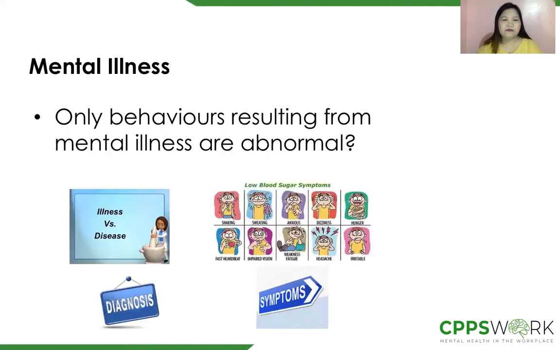Another question. Are only behaviors resulting from mental illness labeled as abnormal? Why do we call it mental illness and not mental disease? Say, for example, you are experiencing extreme fatigue, feeling very thirsty and hungry even if you keep on drinking and eating, and you have wounds that are slow to heal. Your doctor may ask you to have your blood tested for sugar counts, right? For possible diabetes.